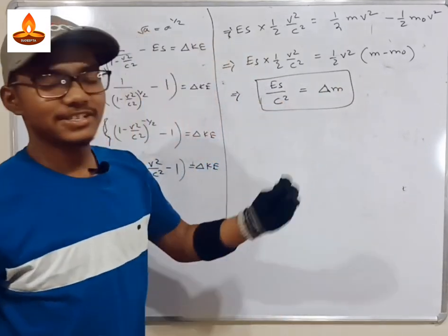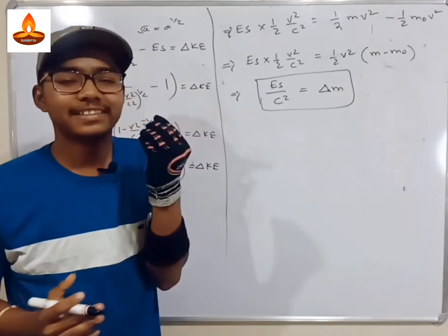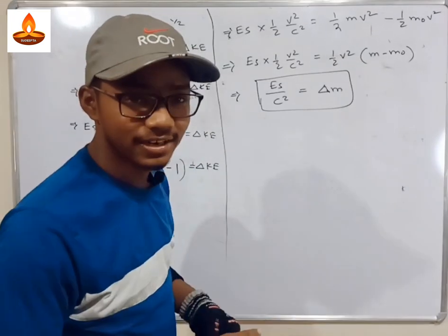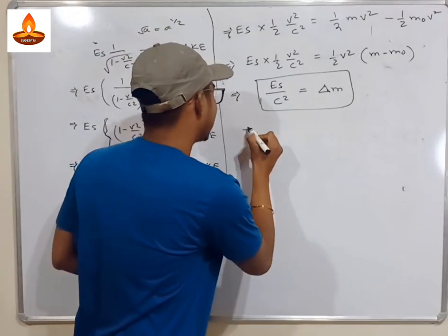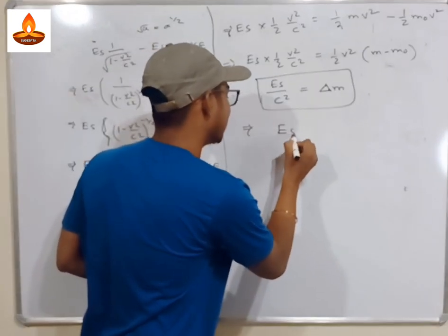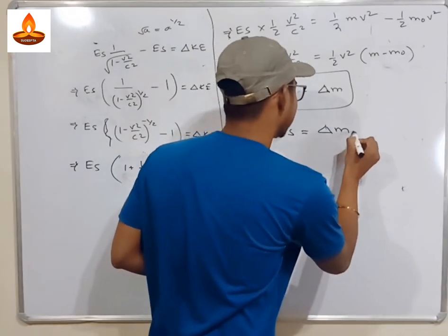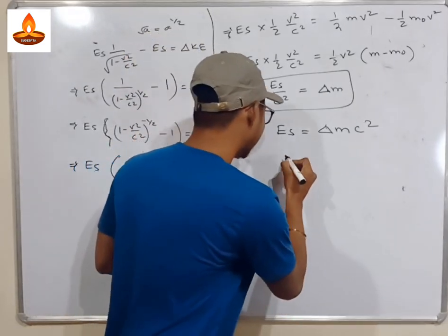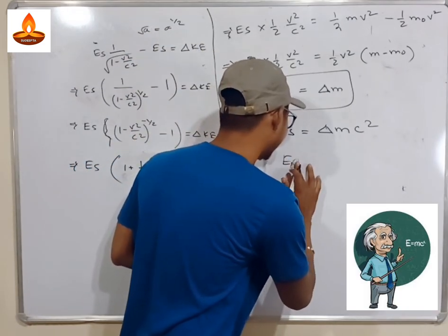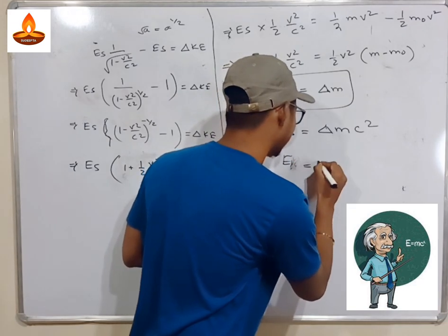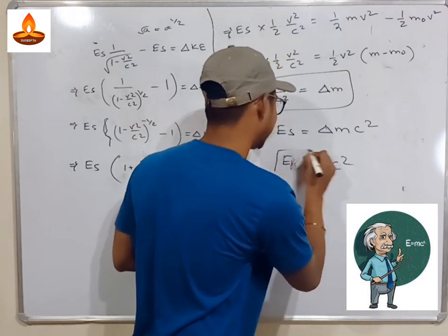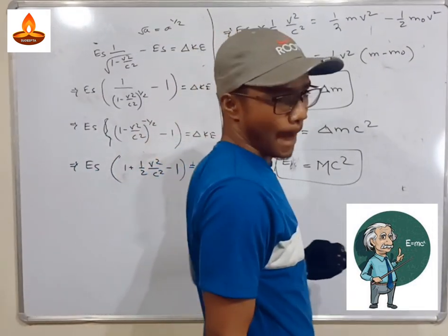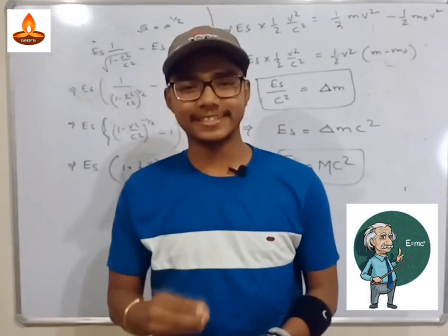Del m is the increment in the mass, and Es is the energy which is split in the s frame. In the end, Es is equal to del m c square. Look at this. This is our required equation, and it is also known as E is equal to mc square. Look at the equation, look at the derivation. We got the derivation.